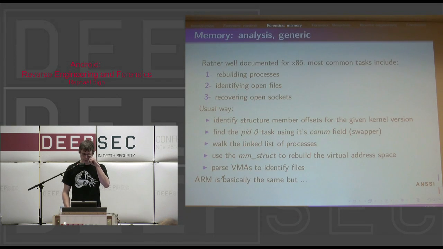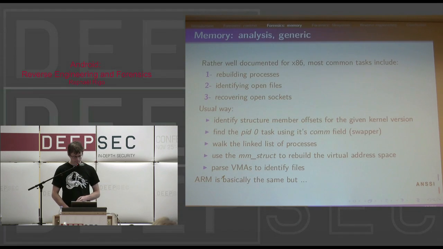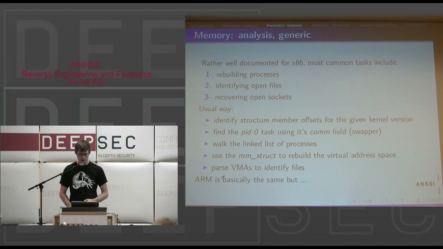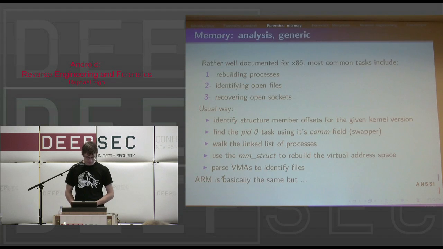On x86, it's pretty well documented, and you just got everything, and you even get software. The most common tasks when you get a physical memory include rebuilding processes to be able to see what was running at that time and what was in their memory, recovering passwords, recovering encryption keys, and everything. You try to identify open files, and also open sockets, to have an idea of what was the state of the system when it was compromised.